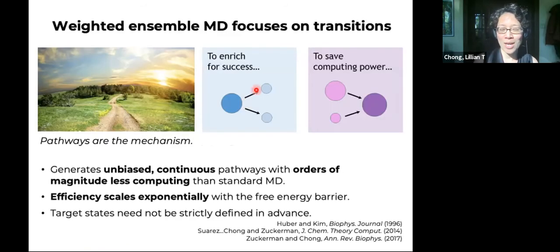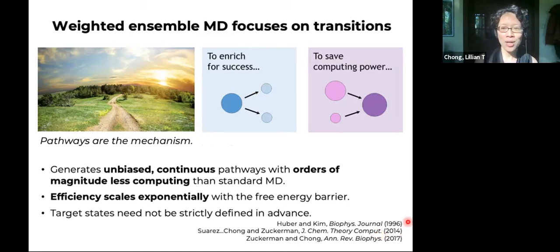So this was a strategy, as Rebecca said, that was developed in 1996. It was by Gary Huber and Sante Kim, and then rediscovered about a decade later by Daniel Zuckerman. And Dan and I have collaborated for more than a decade on making this strategy even more efficient and accessible.